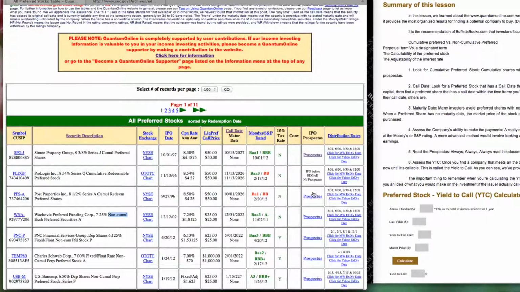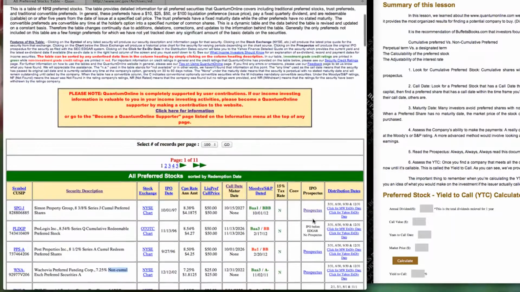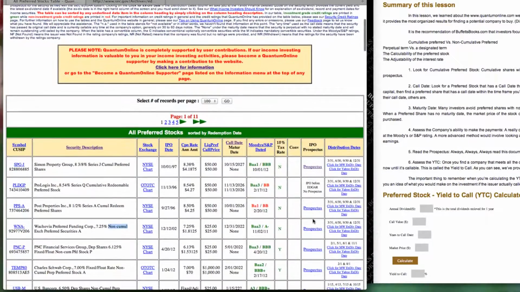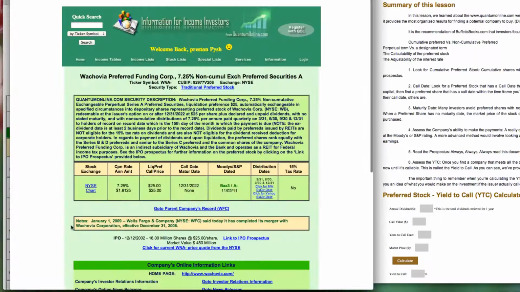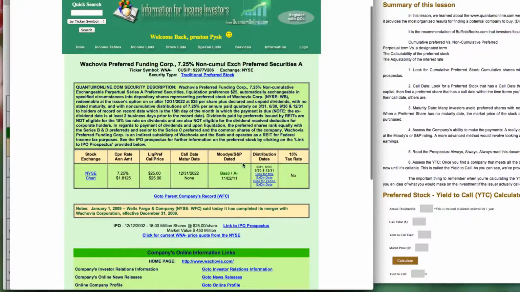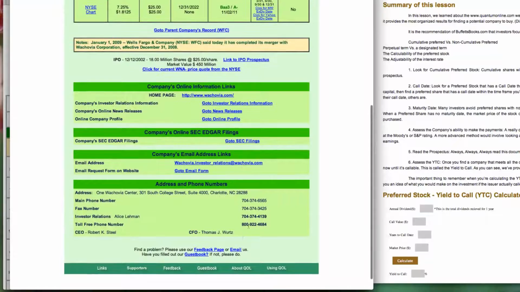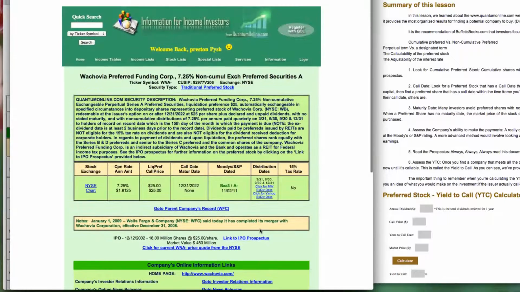And for whatever reason, let's say that you couldn't pull it off of the Quantum Online website, you can go to Wachovia or you can talk to the investor relations. Let me show you something here real fast. Let's say we go over here to the symbol. You click on the symbol and Quantum Online pulls up all this information specifically for that security. And if you go down, you can see that they have phone numbers listed. And they have a point of contact, Alice Lehman, and here's her phone number for the investor relations portion for Wachovia. And so you can call her up and ask her any question you want about this preferred share.